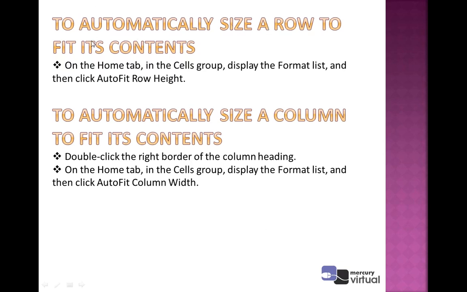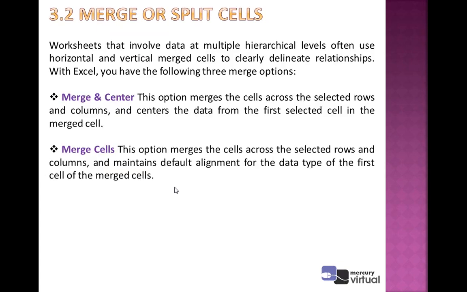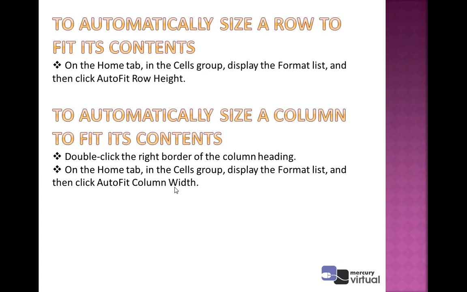How to automatically size a row? Simply double click on the border whenever a four-way arrow appears. In the same way, double click the right border of the column heading, or on the Home tab in the Cells group, display the Format list and then click AutoFit Column Width. It means either you can go to the Home tab, or in the simple way you can double click on the column heading and the width of the column is automatically adjusted. This is topic 3.1, how to format the cell and the worksheet environment.